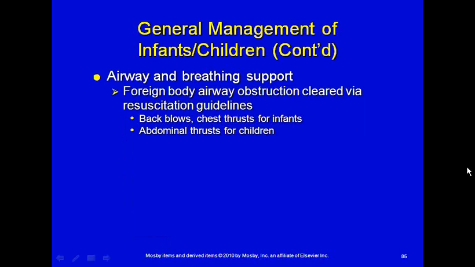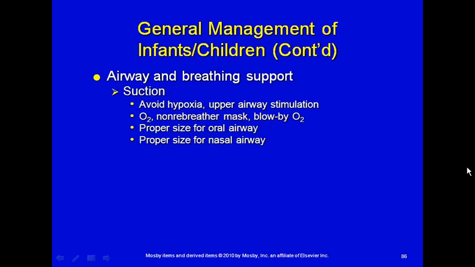If you believe that the infant or child has a foreign body airway obstruction, you clear it just like you learned in basic life support, with back blows and chest thrusts, and abdominal thrusts for infants.